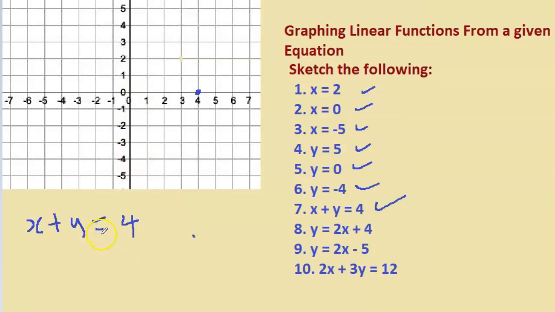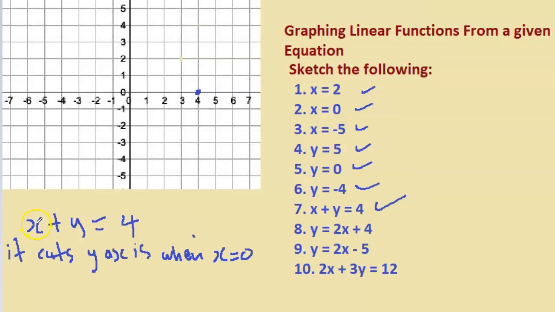And now we also want to know where the graph cuts the y-axis. It cuts the y-axis when x equals 0. So to get where the graph cuts the y-axis, we'll let x be 0 this time.